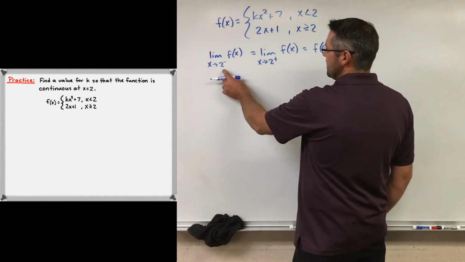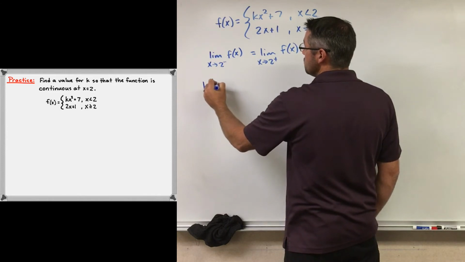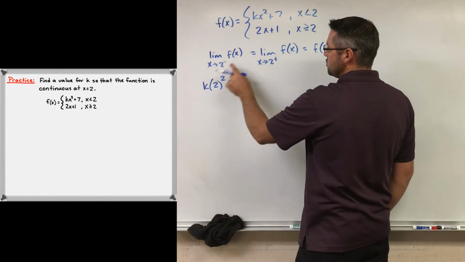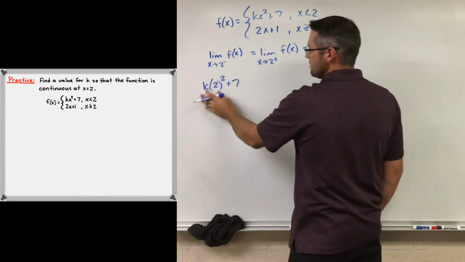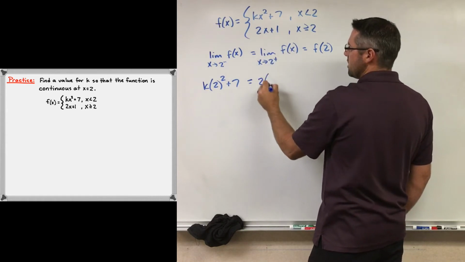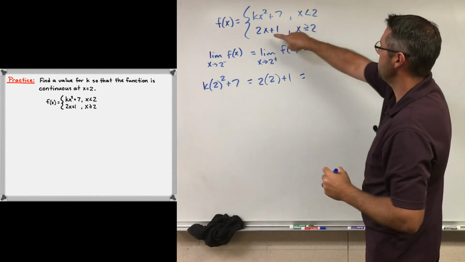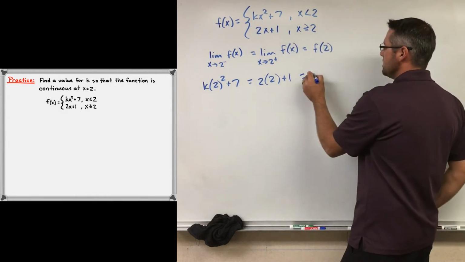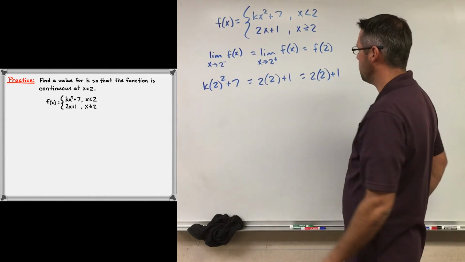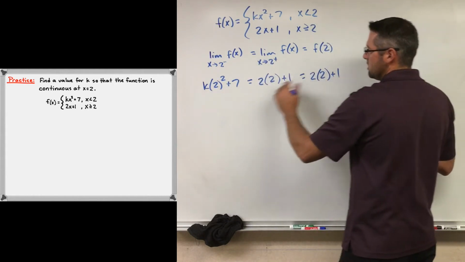To figure out the left-hand limit at 2, we're going to use the upper function. So that's going to be k times 2 squared plus 7, right? We're plugging 2 in for x, and k is just staying there. For the right-hand limit, we're going to use the bottom function. So that's going to be 2 times 2 plus 1. And then for f of 2, we're going to use the bottom function again because of the equal sign. So that's going to be 2 times 2 plus 1. Those are the same, so we don't need to worry about setting those equal per se. But we still want to have three things equal to each other.